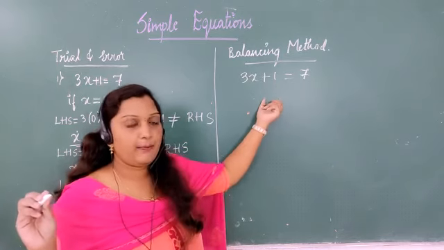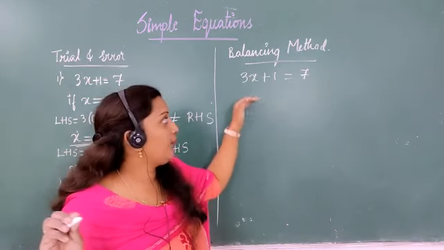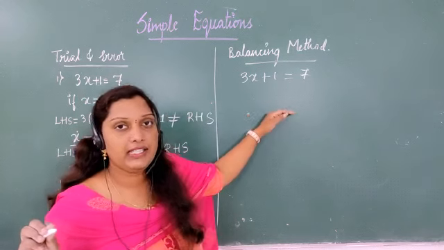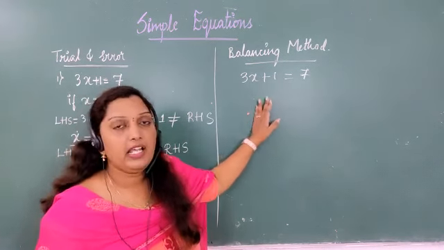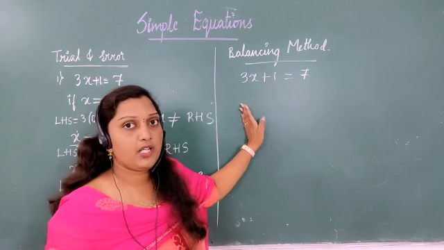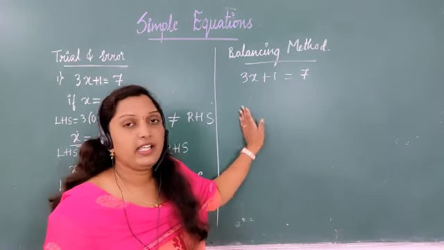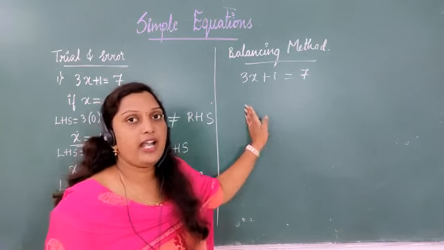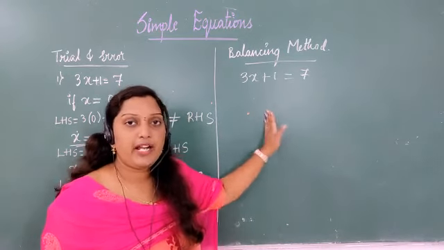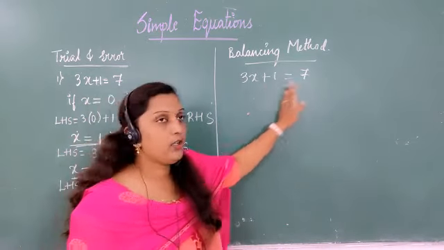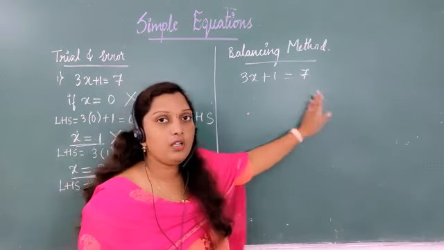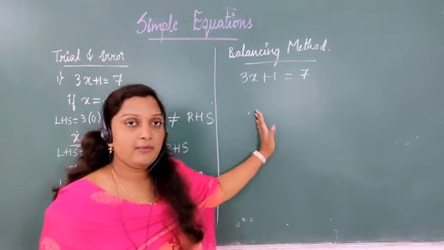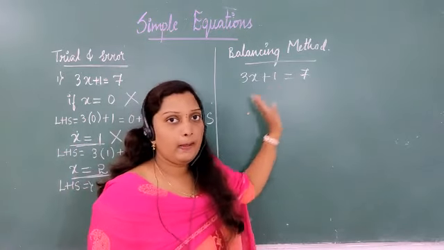So if I want to subtract 1 here, first I have to maintain the balance of the equation. If I want to maintain the balance of the equation, then I have to perform the same operations on both the sides. If I add a particular number, I should add it on both the sides. If I subtract a particular number, then I should subtract it on both the sides. If I divide something, I should do division on both the sides. If I multiply something, then I should multiply on both the sides.